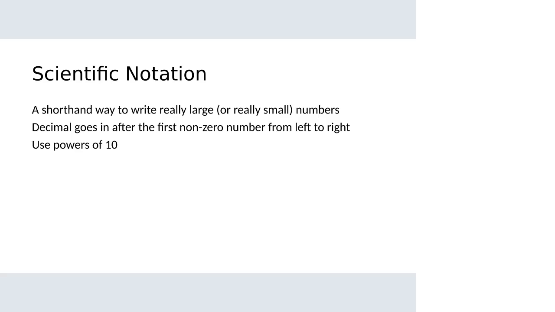Scientific notation, something a little more concrete for us now. Scientific notation is a shorthand way to write really big or really small numbers. The way that we always write scientific notation is we put a decimal after the first non-zero number from left to right. So here's what I mean by that. And I'm going to use some relatively small numbers that we wouldn't technically use for scientific notation, at least the first one, but we're going to just to illustrate the point.